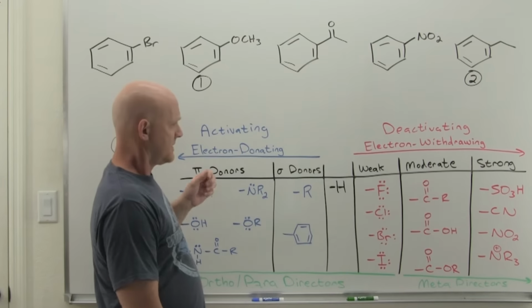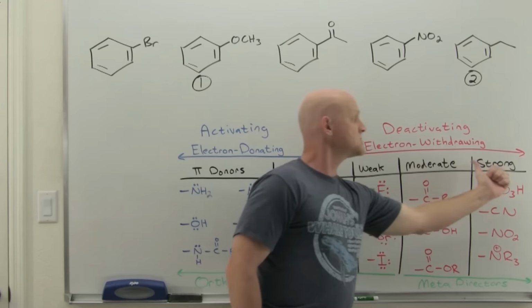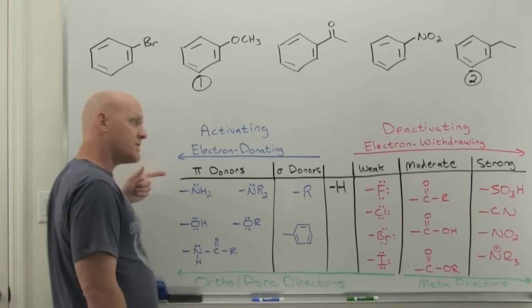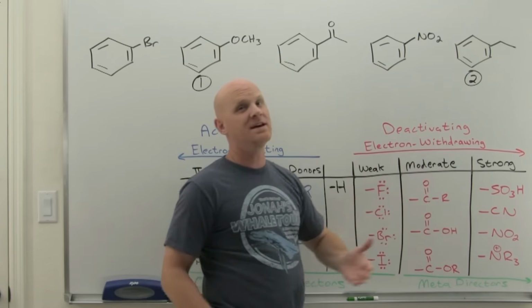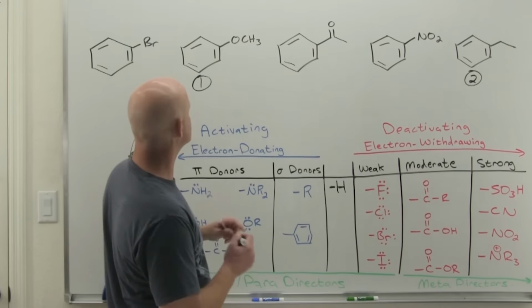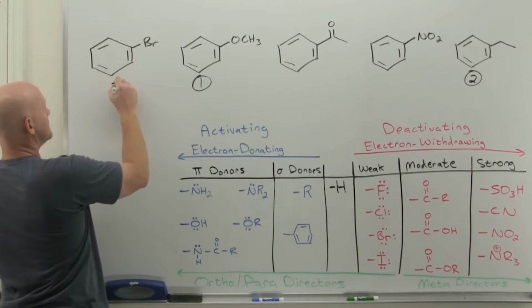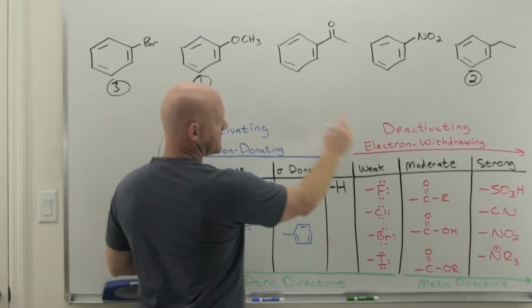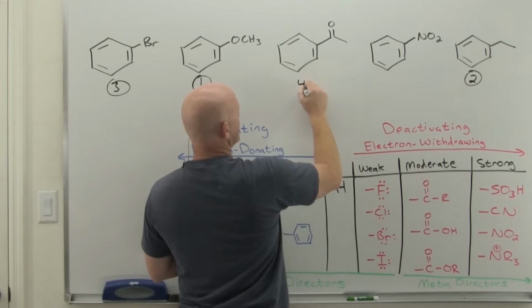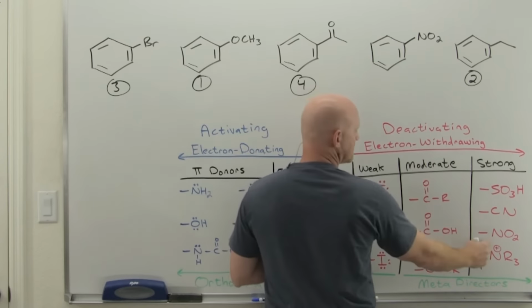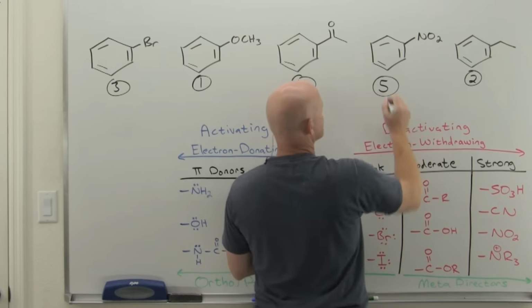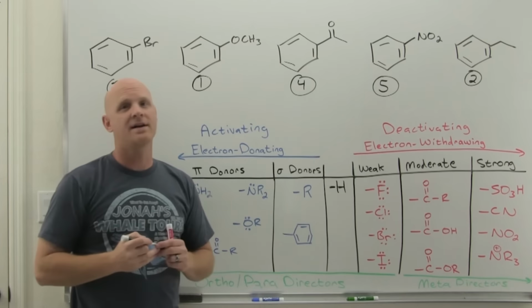And again, the further you typically go this way, the more reactive the benzene. The further you go this way, the less reactive the benzene in an EAS reaction. So in this case, the halogen's going to be next. Then our carbonyl as a moderate withdrawing group next, and then finally the nitro group, the strongest withdrawing group, makes this the least reactive and therefore the slowest to react in an EAS reaction.